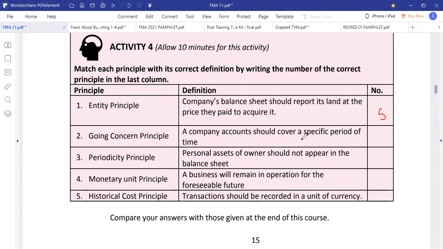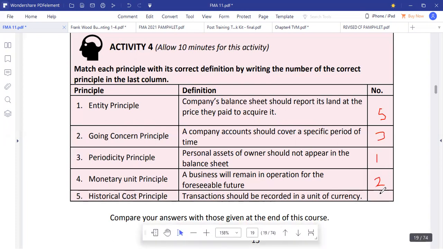A company's accounts should cover a specific period of time. 3. 3, correct. Personal assets of the owner should not appear in the balance sheet. 1. 1, correct. Should separate business from the owner. A business will remain in operation for a foreseeable future. Going concern 2. 2, correct. And the transactions should be recorded in monetary currency. 4. 4.